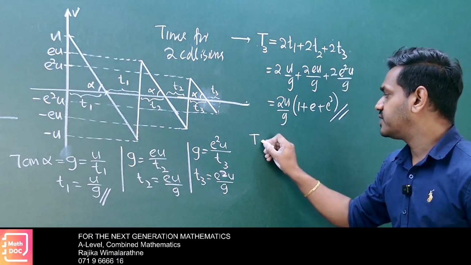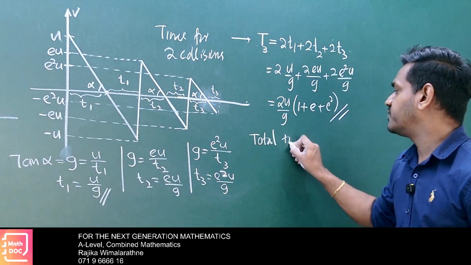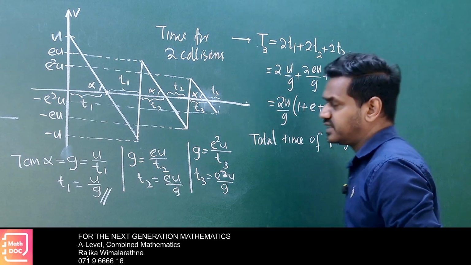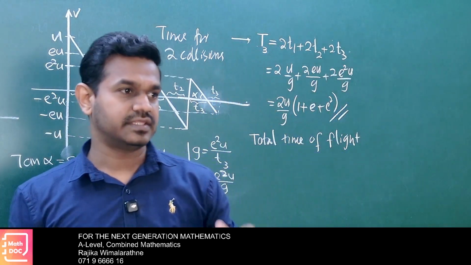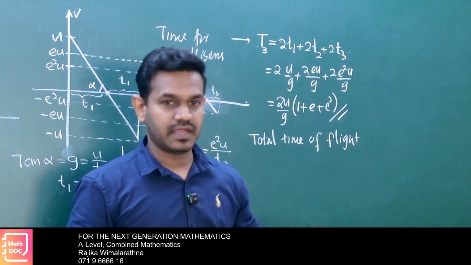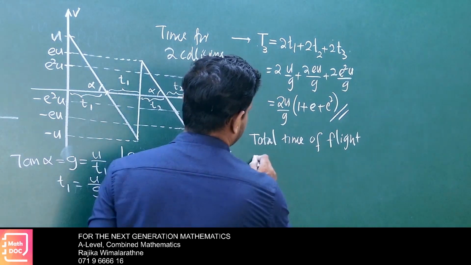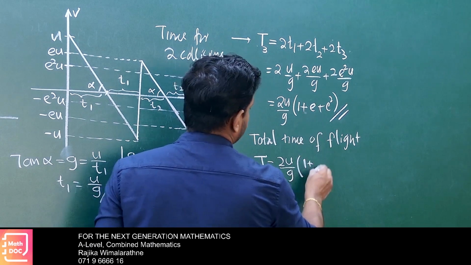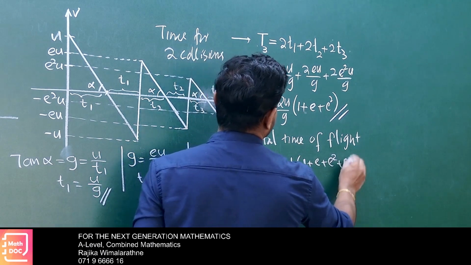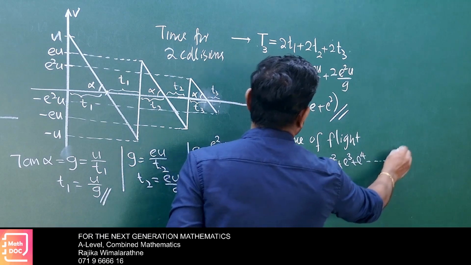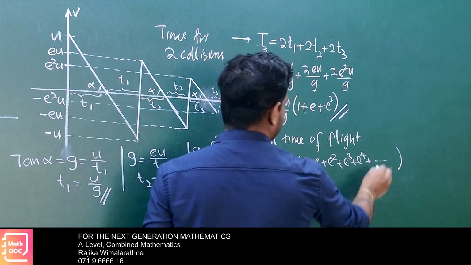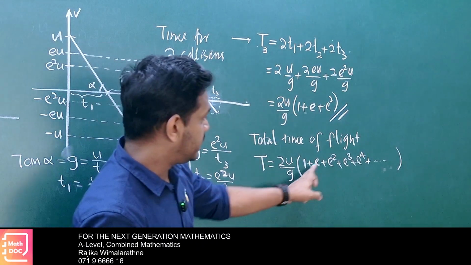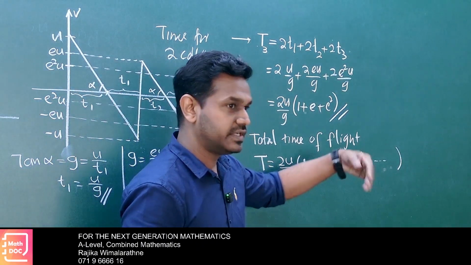Then total time of flight. Now see, total time of flight that happens continuously, no? Up to infinity it goes. Then total time you say T equals 2u over g, get the pattern, 1 plus e plus e squared plus e cubed plus e to the power 4, so on, infinite series. You have to take the infinite series sum.